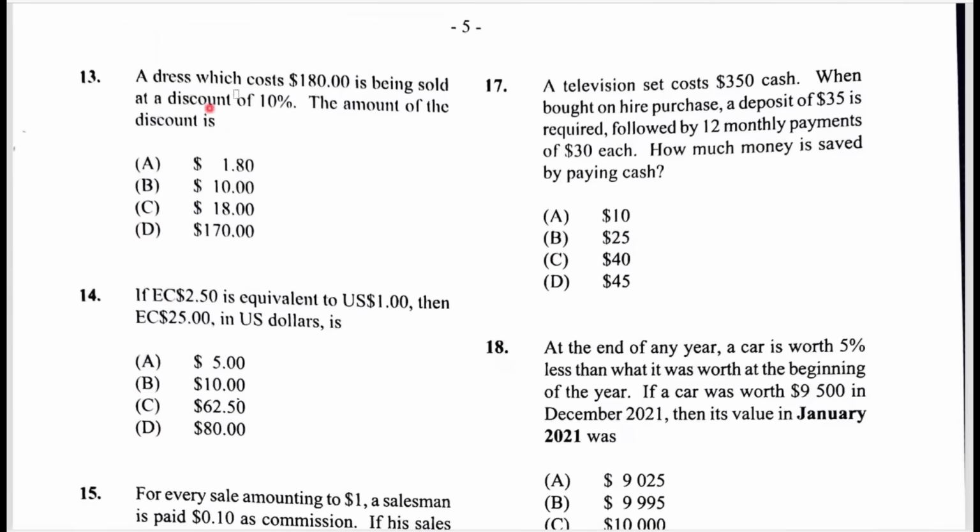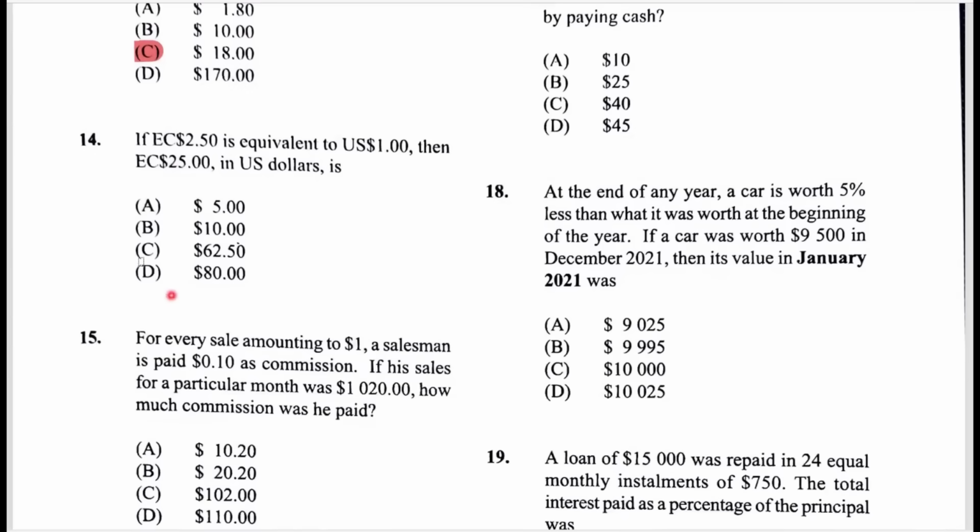13. A dress which costs $180 is being sold at a discount of 10%. The amount of the discount is 10% of the figure. You just drop the 0 at the end. 10% of 180 will be $18. That requires nothing to work out, right?